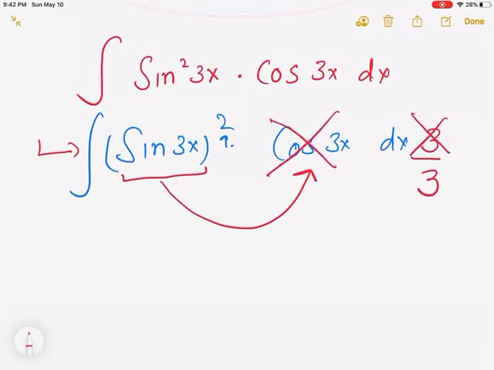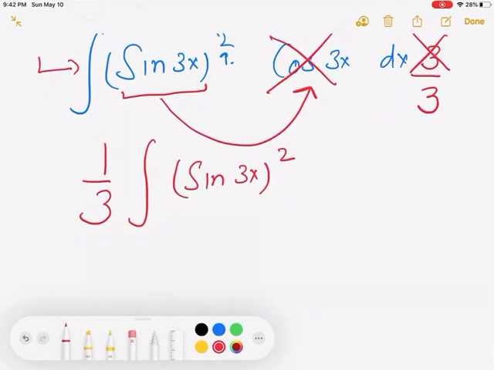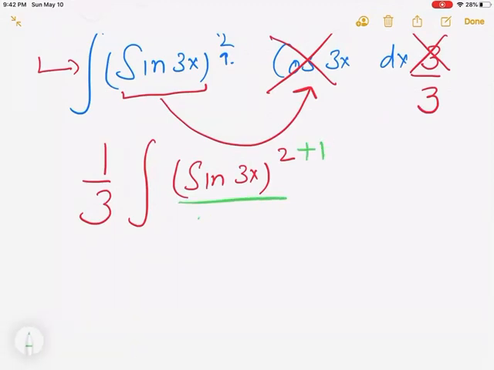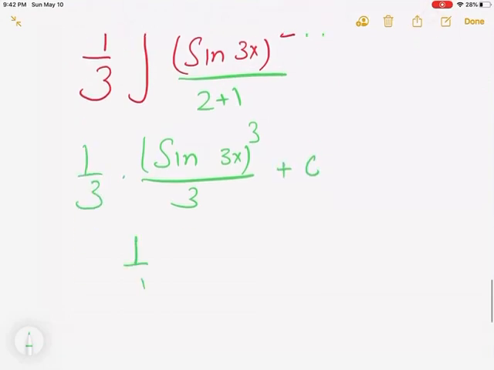So as for this 3, factor out the stuff that's not needed. I would factor out 1/3. What's left? Sine 3x to the second power. Now time to do the integral. For the integral part, I would add 1, divide by that, and simplify. So I have sine 3x to the third power over 3 times 1/3, plus c. Simplify: this becomes 1/9 sine to the third power of 3x, where 3x is the angle, plus c. That is my answer.